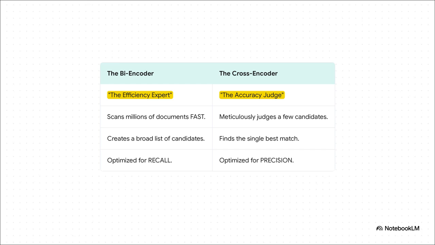But then, on the right, we bring in the Cross-Encoder. This is our accuracy judge. It takes that shorter list and meticulously, carefully judges each one to find the single best match. It's optimized for precision, pinpointing the most accurate result from that group of candidates.